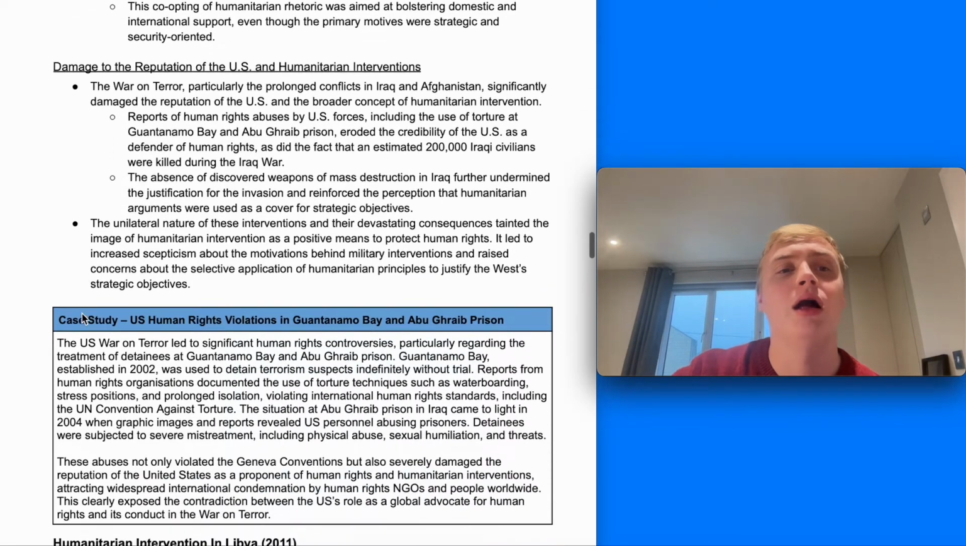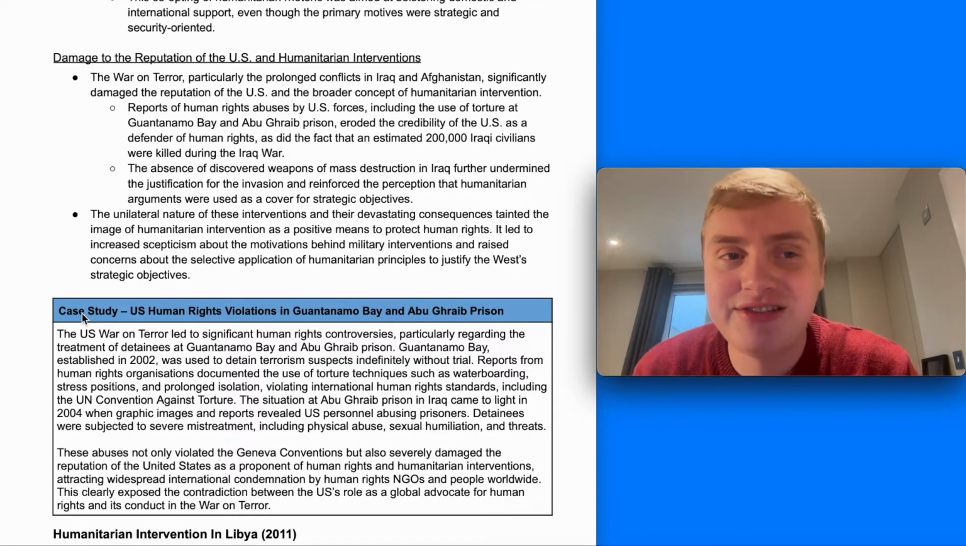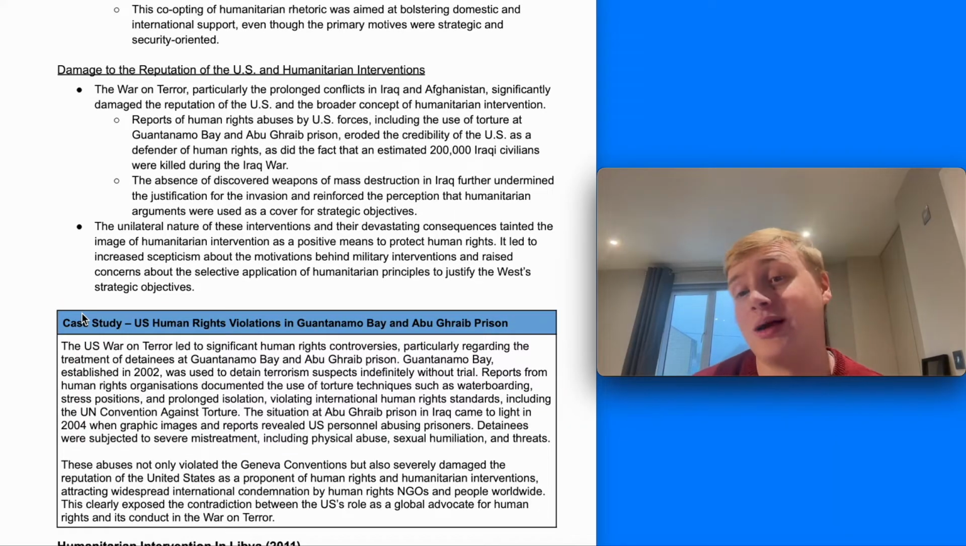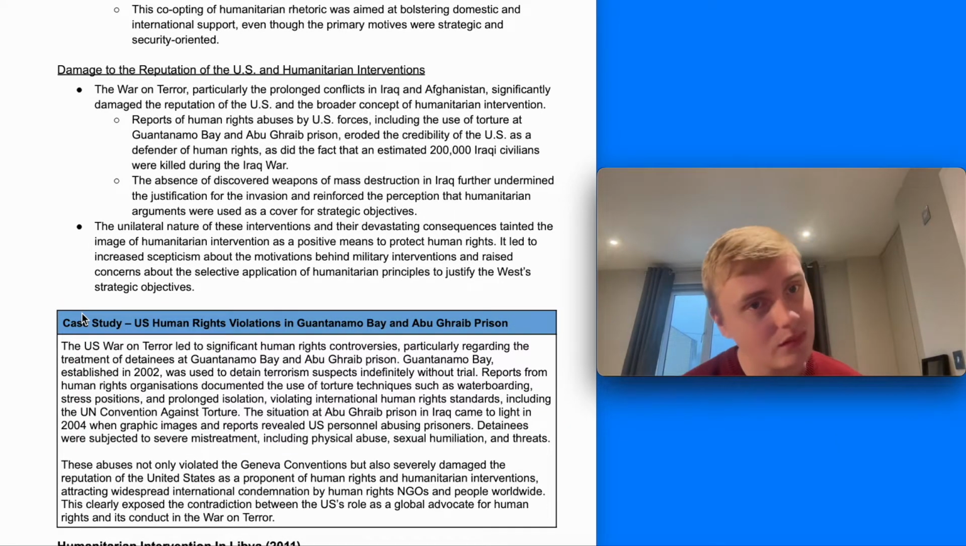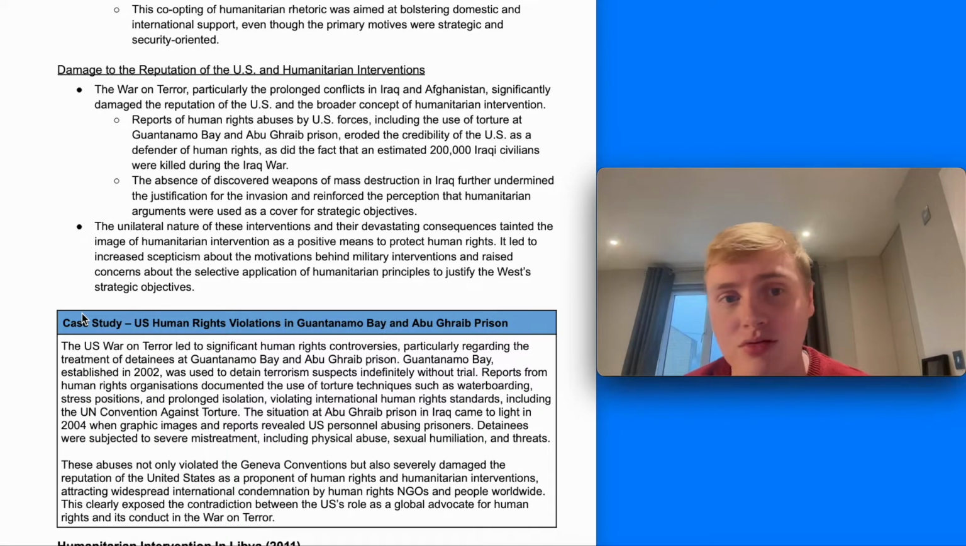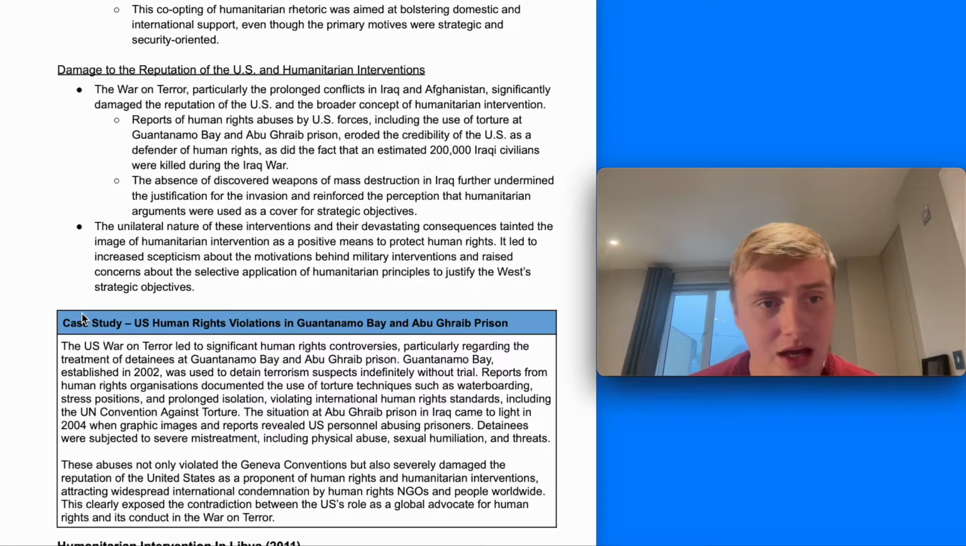Crucially, the War on Terror, and Iraq in particular, did a great deal of damage to the reputation of the United States and humanitarian interventions as a whole. The prolonged conflicts in Iraq and Afghanistan did significant damage, and central to this were reports of human rights abuses and the use of torture in Guantanamo Bay and Abu Ghraib prison, which we'll look at in a little bit more detail. And this really eroded the credibility of the United States as a global leader in the protection of human rights, which it framed itself as in the 1990s.